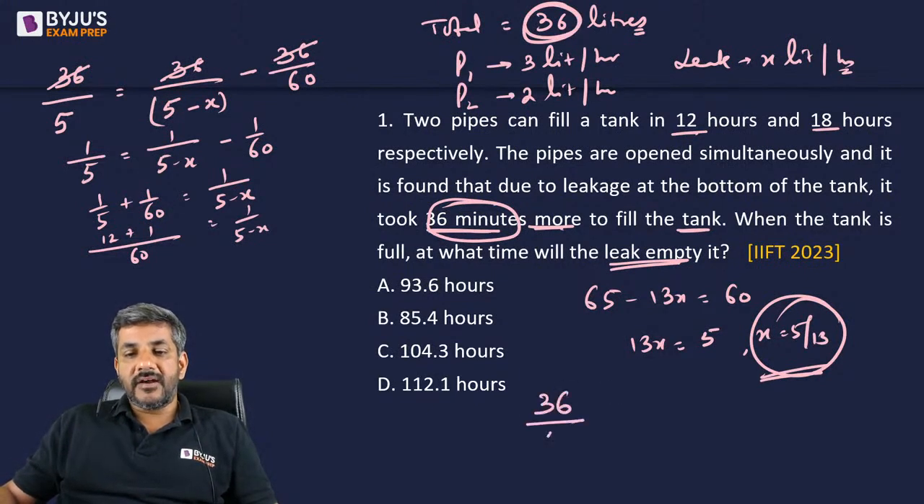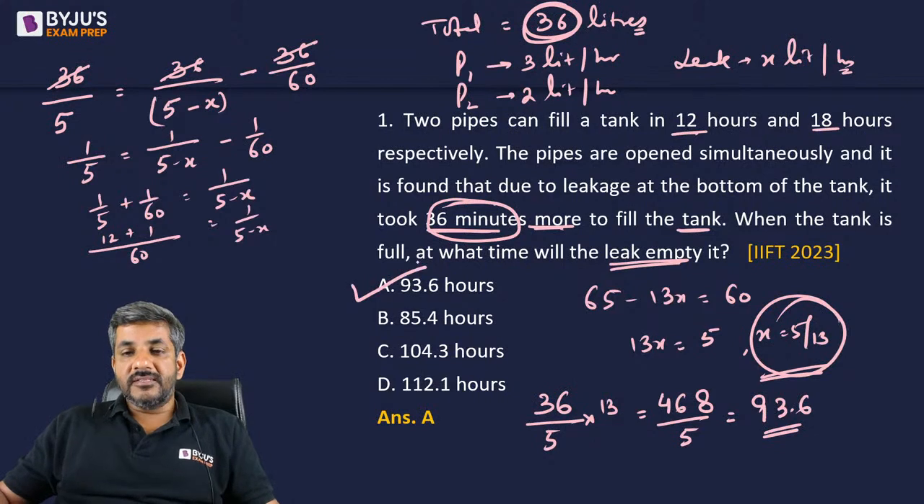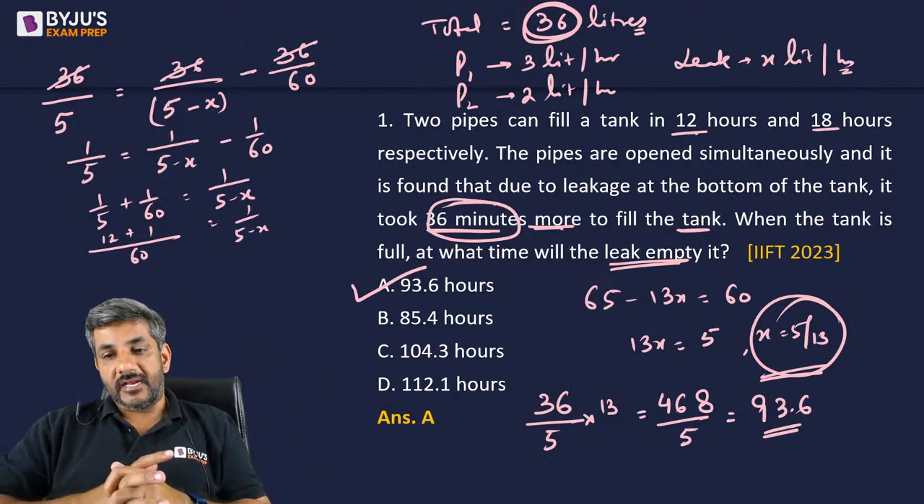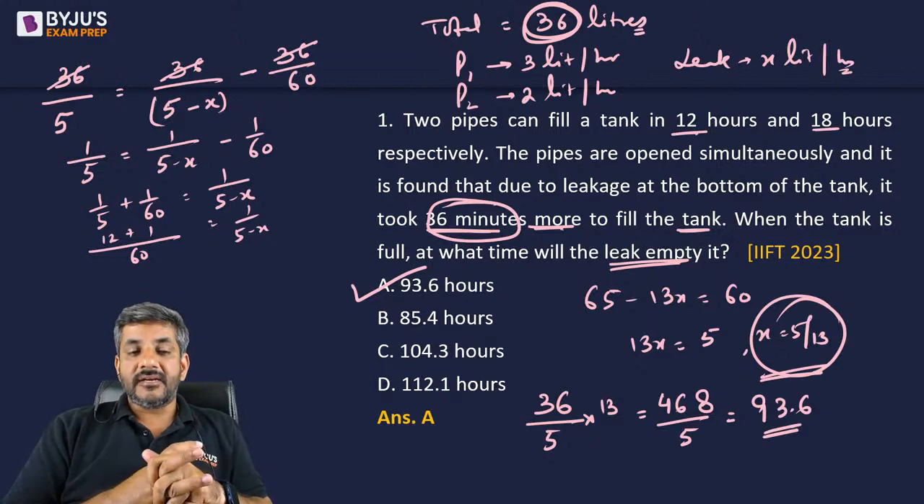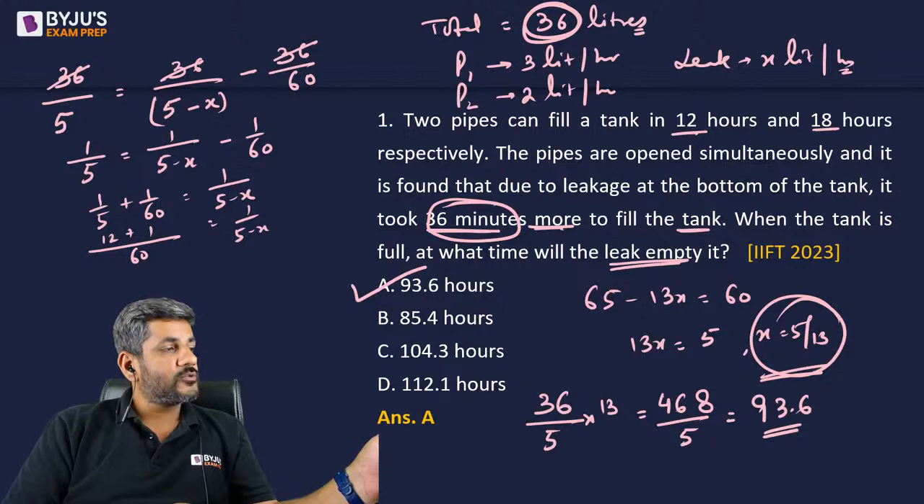It is 36 divided by 5 by 13. So 13 6s are 78, 39 plus 7 is 46. 468 divided by 5, my answer is 93.6 hours. So therefore, this is the time taken by the leak alone to empty the tank, right? That's how we get the answer to this question.